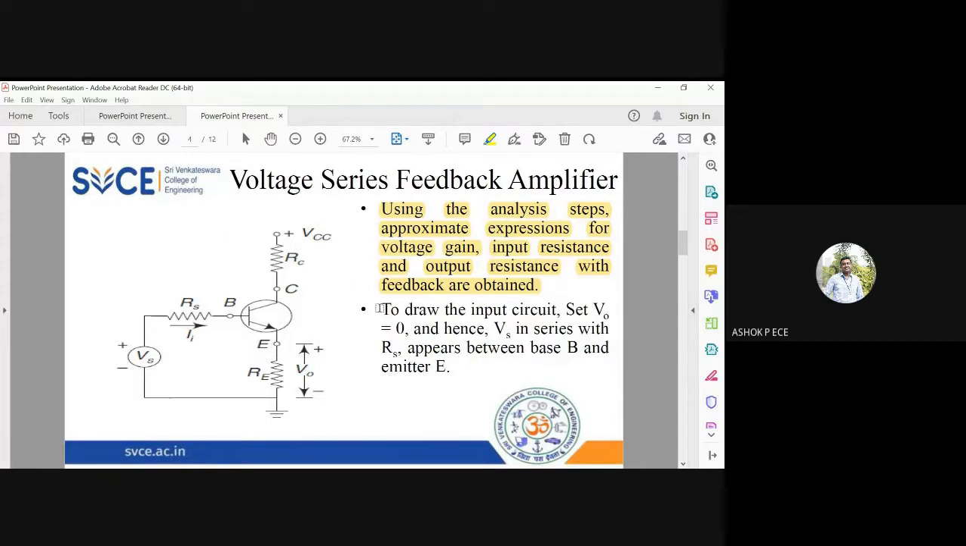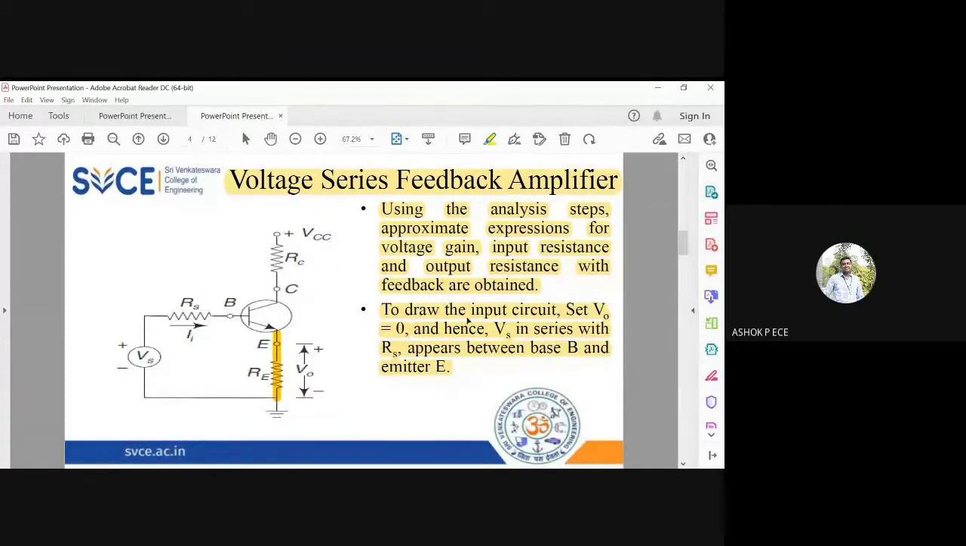So for drawing the input circuit, you have to make output voltage 0. When you are making output voltage 0, it means I'm going to ground my emitter. So this RE will not be there. So in the input side, RE will not come. So in the input side, you have only VS, RS, base and ground. You have to see this RE is present in both output and input side, right? So you have to clearly see whether RE will come at the input side or RE will come at the output side or it will come in both the sides. There are three possibilities, right?